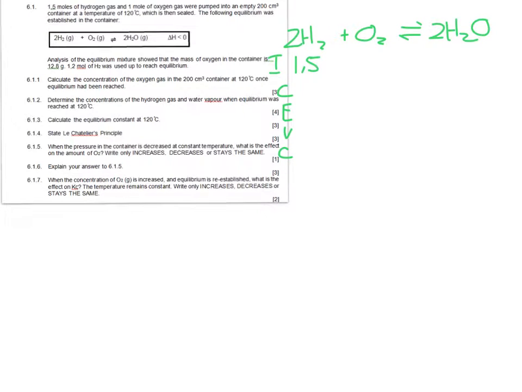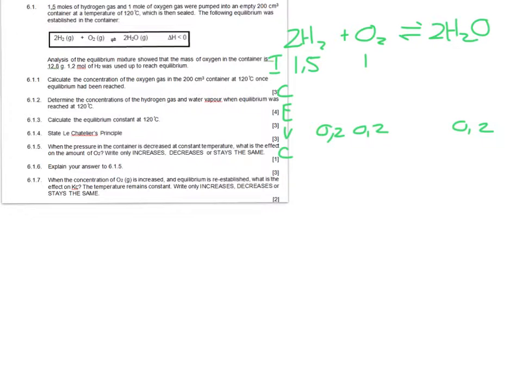And then we've been given 1 mole of oxygen, and they were put into 200 cm³, so it's 0.2, 0.2, and 0.2. And then they've given me a temperature over here, and then it's sealed, and we've got an equilibrium. And analysis of equilibrium shows that we have got a certain number of grams of oxygen. So we're going to put that in, and we're going to do a separate little calculation for that.